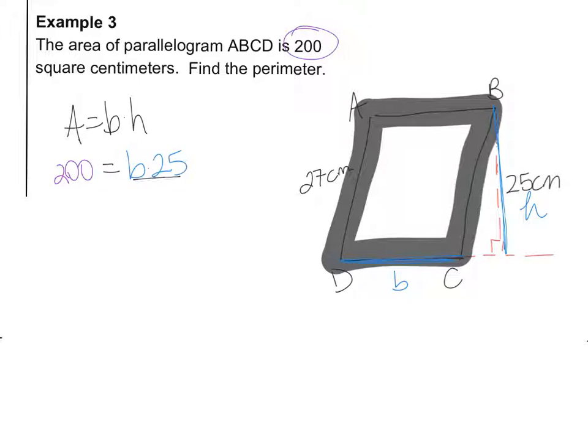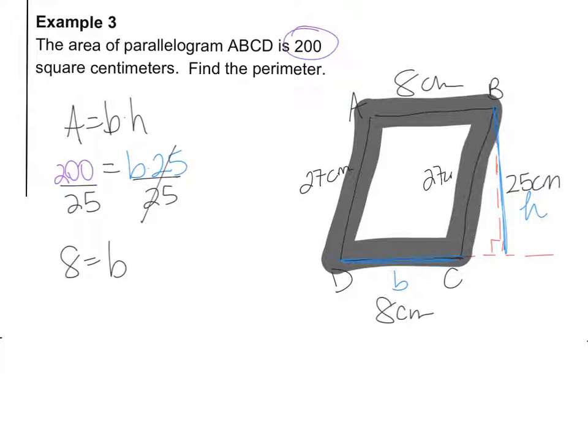To get B by itself, we can divide both sides by 25, which leads us to our base is 8 centimeters. Notice that this side BC is 27 centimeters. So if we want to find our perimeter, we take 27 plus 27, our left and right sides, plus 8 plus 8, our top and bottom sides, and we end up with 70 centimeters.